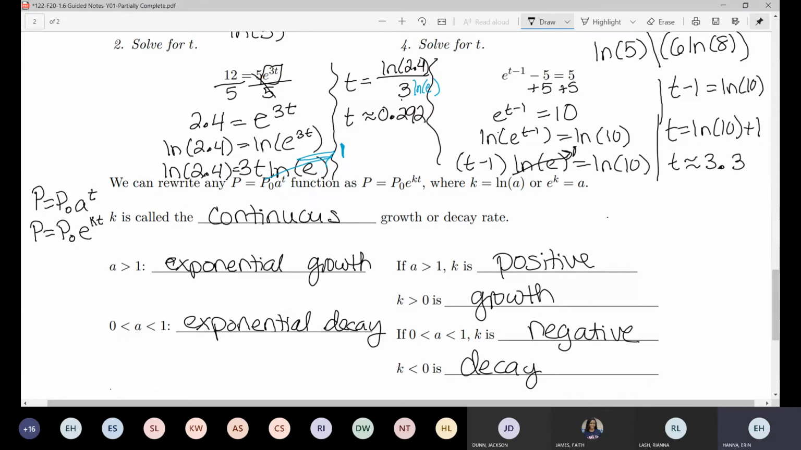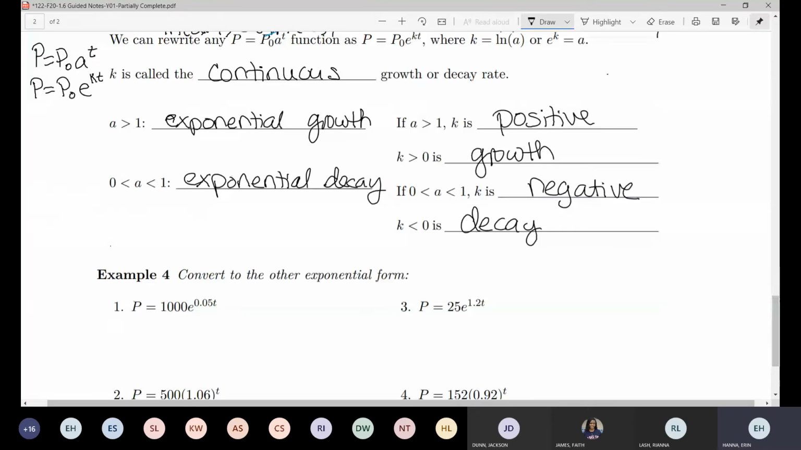Now, again, we can always kind of jump between the two forms. If we have one of them, we can find its equivalent other form. How the heck are we going to do that? Well, I'm going to scroll down really quick, but then I'm also going to go back to this idea right here. Look at those two forms. What is the only thing that's different between those two forms? The a and the e to the k. Everything else is the same. They have a t in the exponent, the P naughts don't change, and the other P doesn't change. So the only thing that's different between the two forms is the a and the e to the k. So to jump between the two forms, use this.